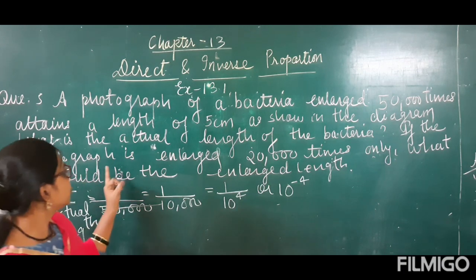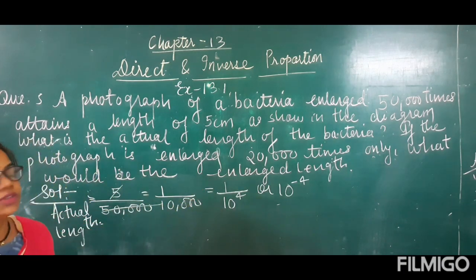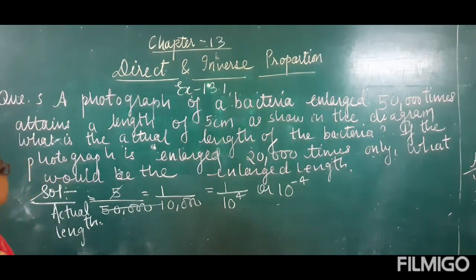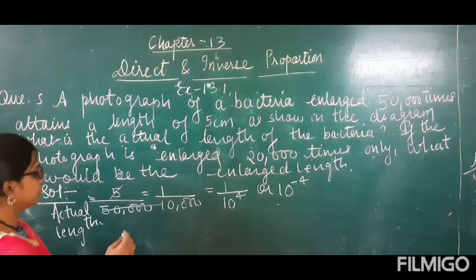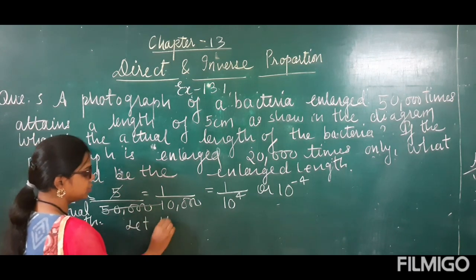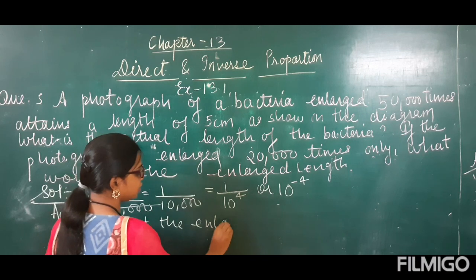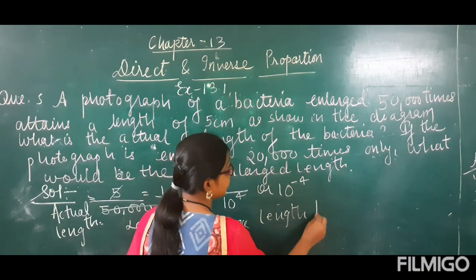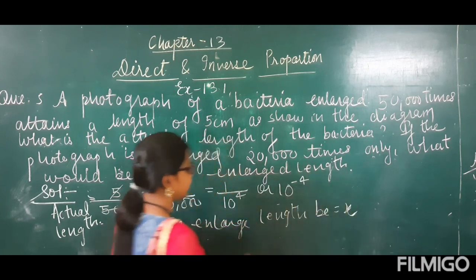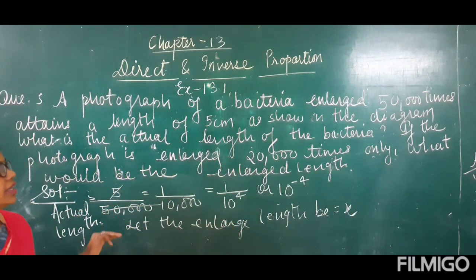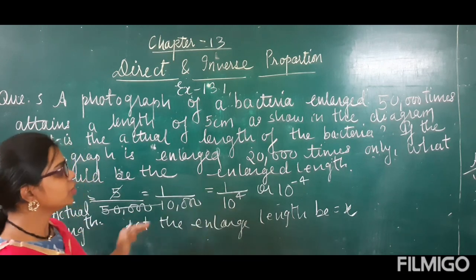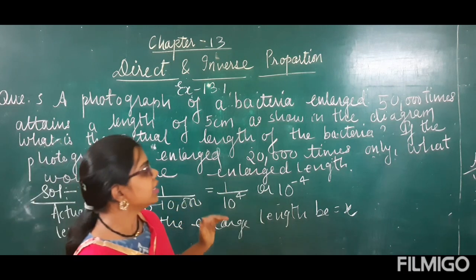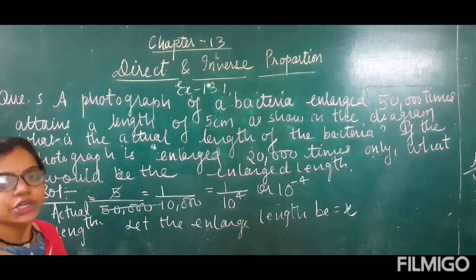Now in the second question it is saying, if we enlarge the bacteria 20,000 times, what would be the enlarged length? So let the enlarged length be x. So for 20,000 times what would be the enlarged length when you enlarge it 20,000 times?